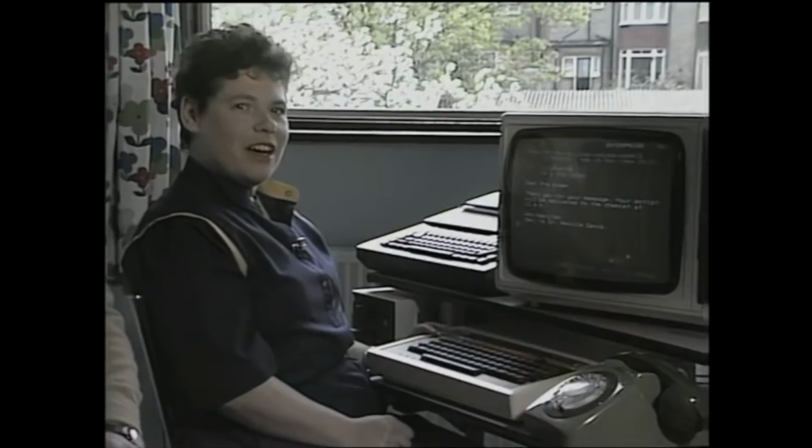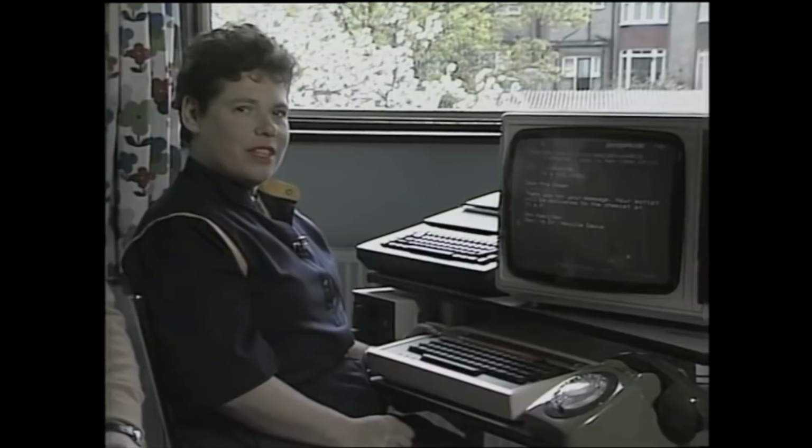And what do you use the computer for? The most exciting thing I find is the mailbox.